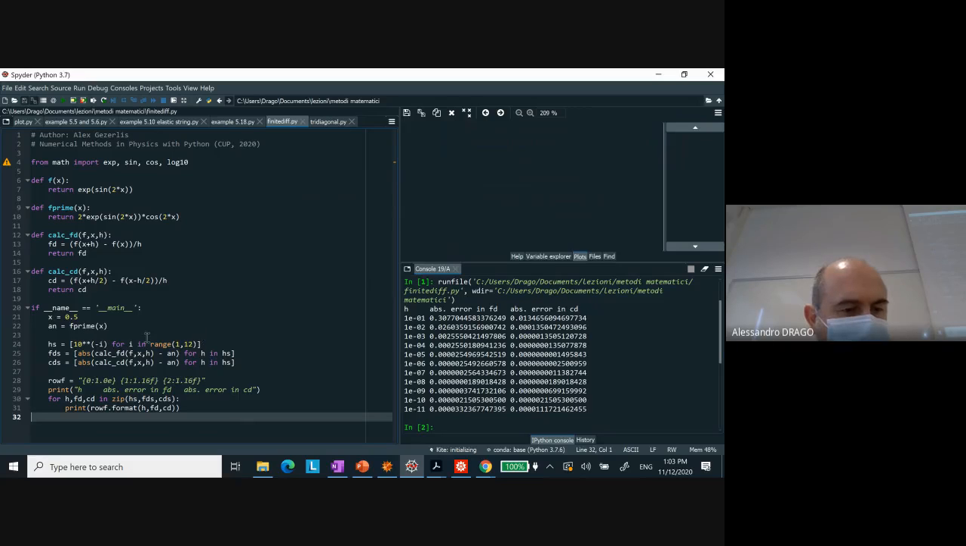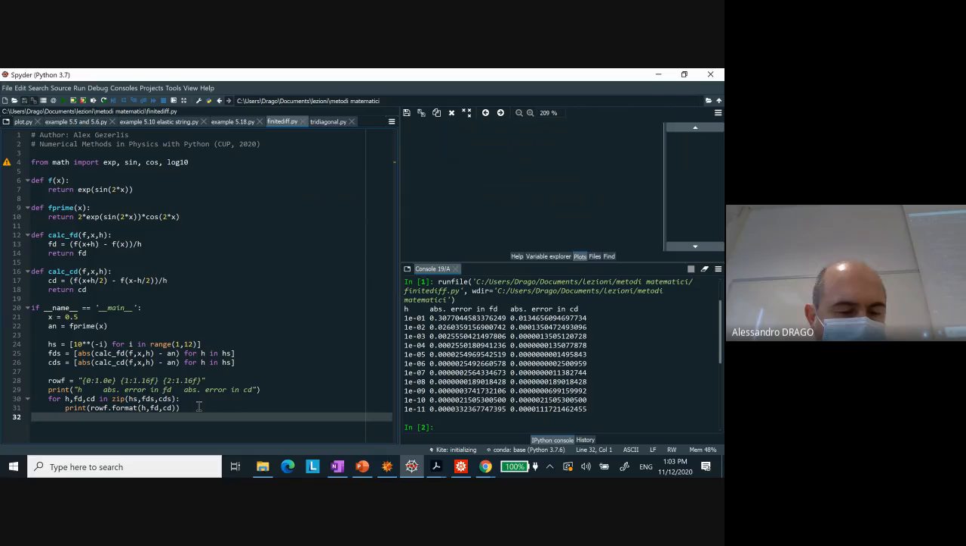This is another way of introducing a loop. Okay, so this hs is an array. Is an array containing 12 elements. Okay, and now I tell that h is each of the elements of this array. Okay. And these are the results.